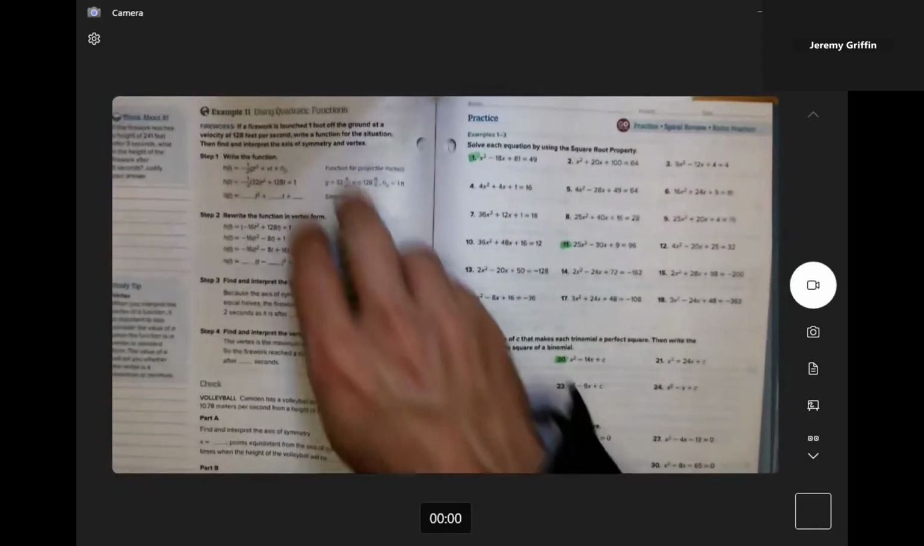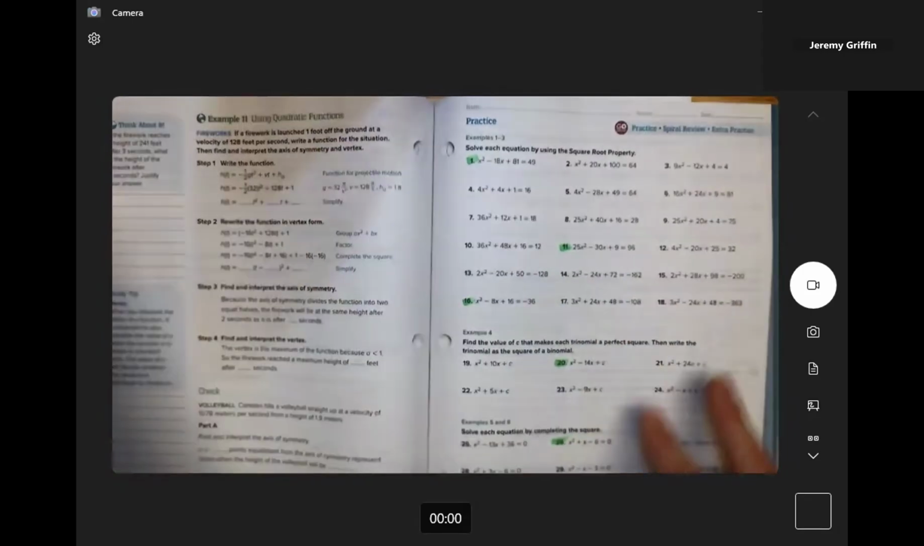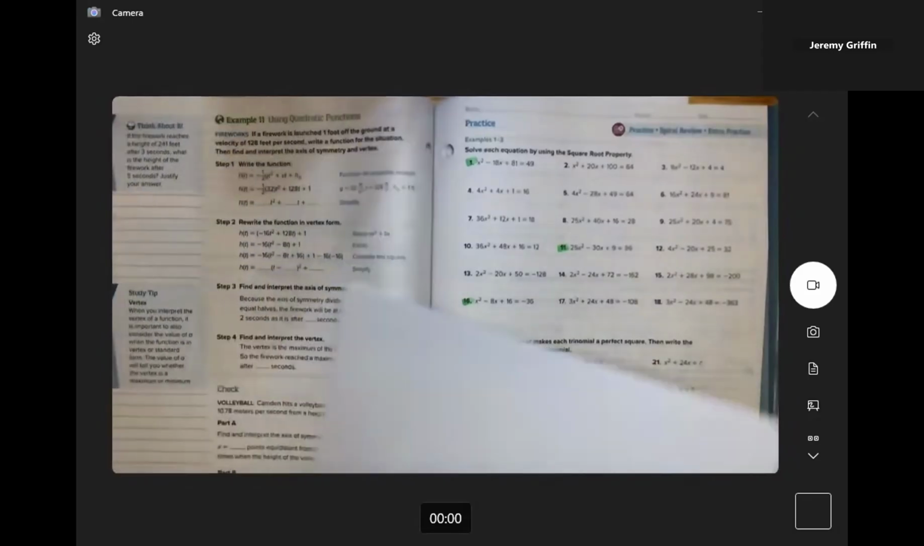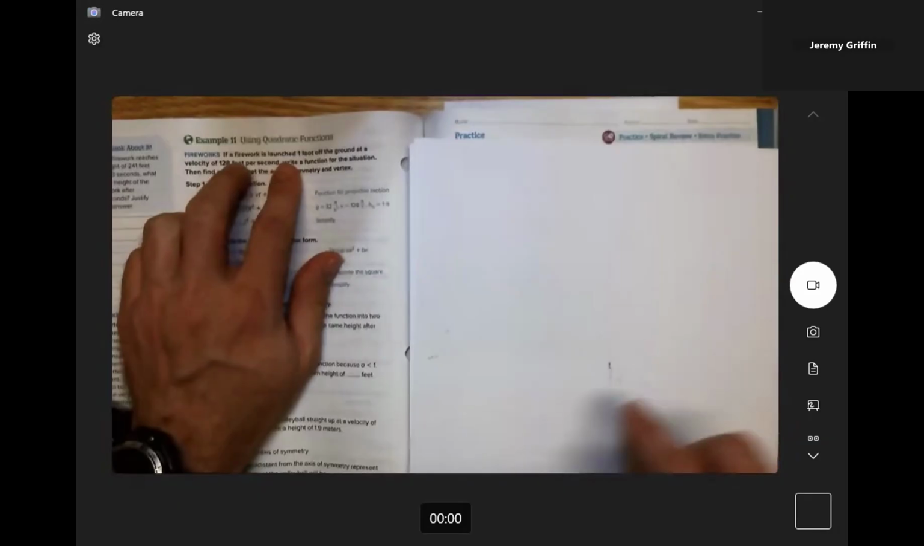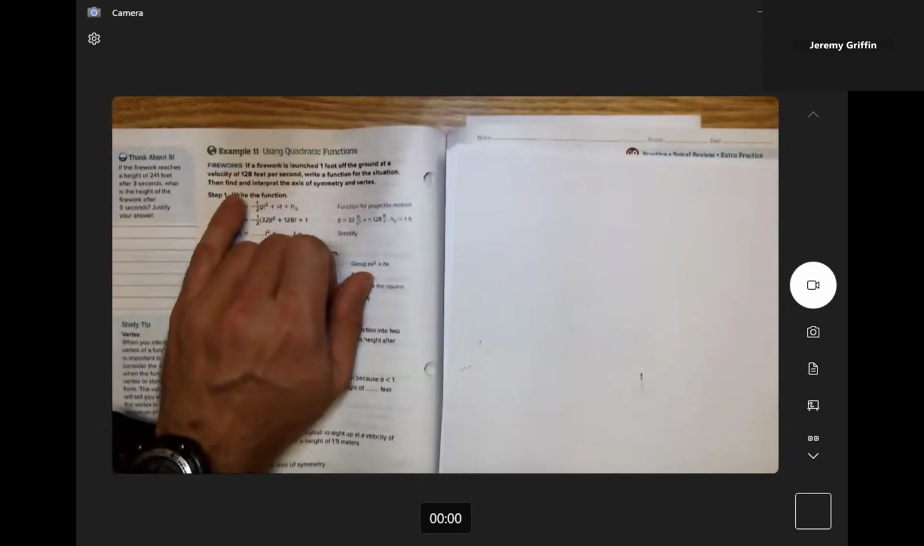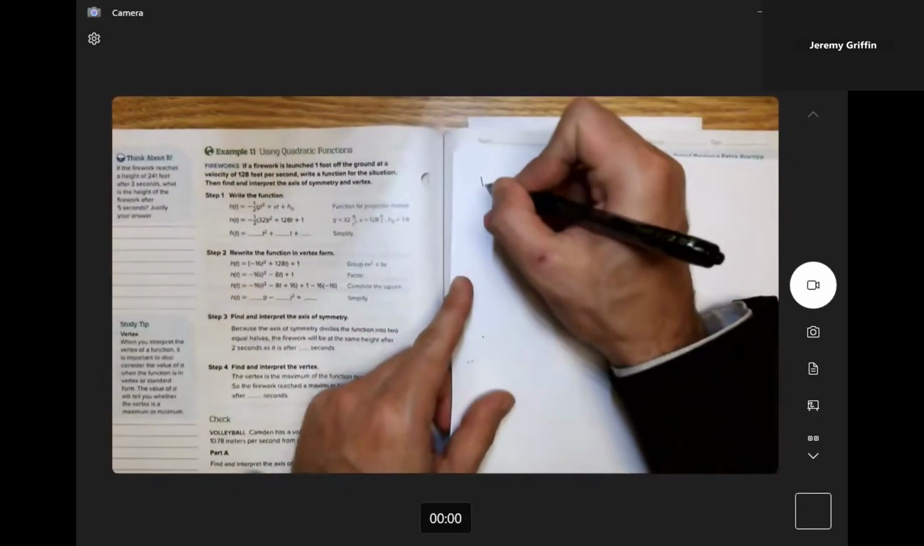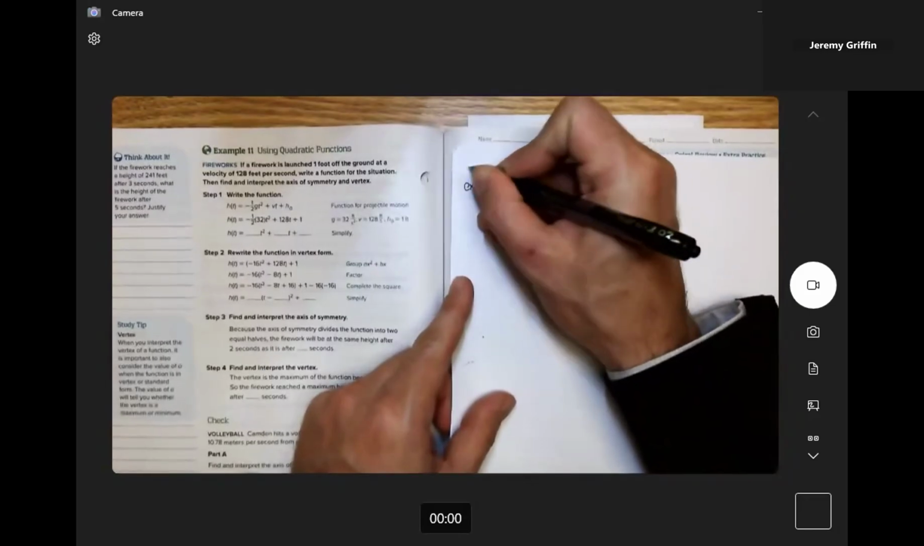And they got one more example, and then I'm going to jump into some of these book puzzles. Example 11, using quadratic functions. A firework is launched 1 foot off the ground at a velocity of 128 feet per second. Write a function for the situation. Write and interpret the axis of symmetry and the vertex. Yeah, I've seen some of these recently. So this is our physics example. So example 11, physics.